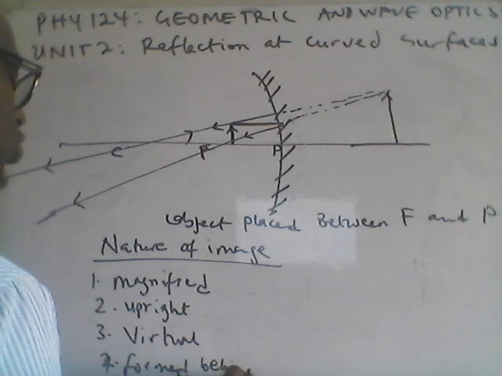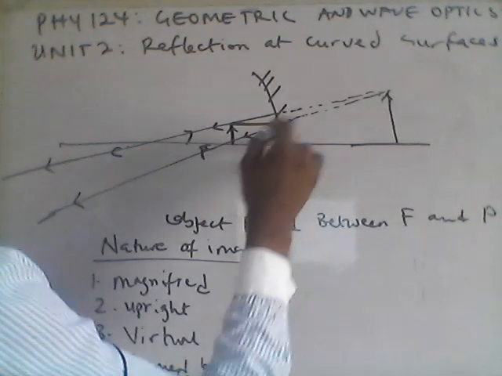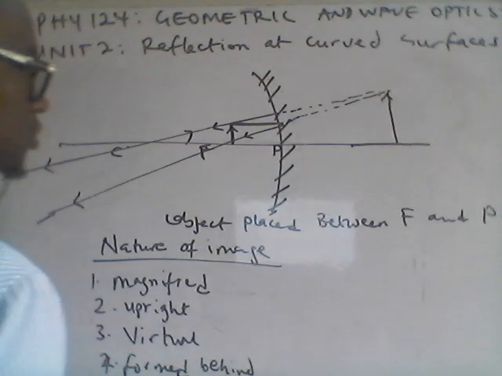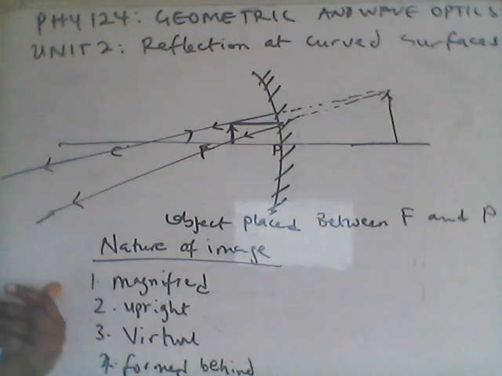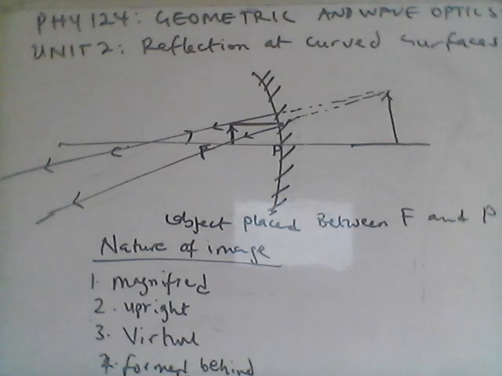As a rule of thumb, anytime you see broken lines like this or images formed behind the mirror, it is virtual. But if it is formed on the same side of the mirror as the object, it is real. That is another thing you need to know. So that is that.